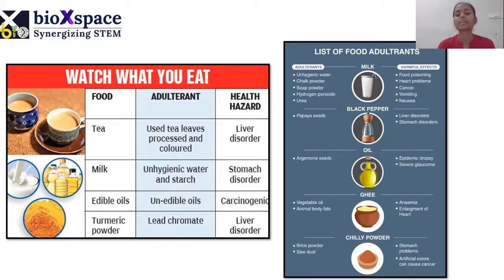cause carcinogenic diseases. And in different types of food, different types of adulterants are added to increase the quantity, which results in a decrease in the quality of that food, and which may cause health hazards to human beings as well as to animals.